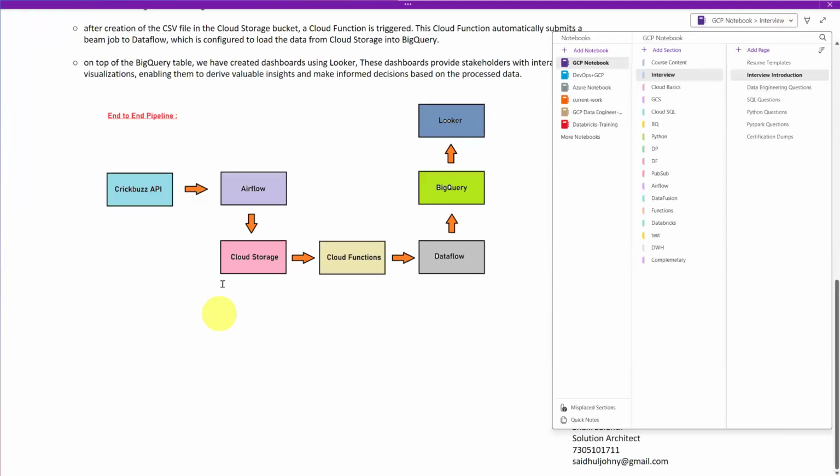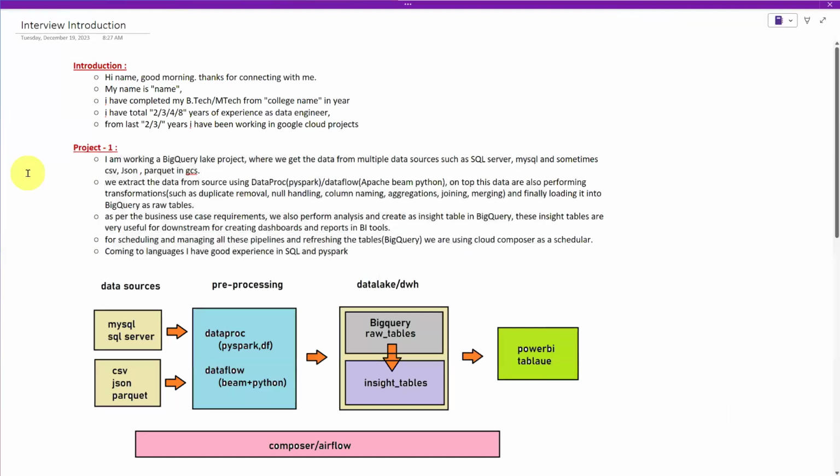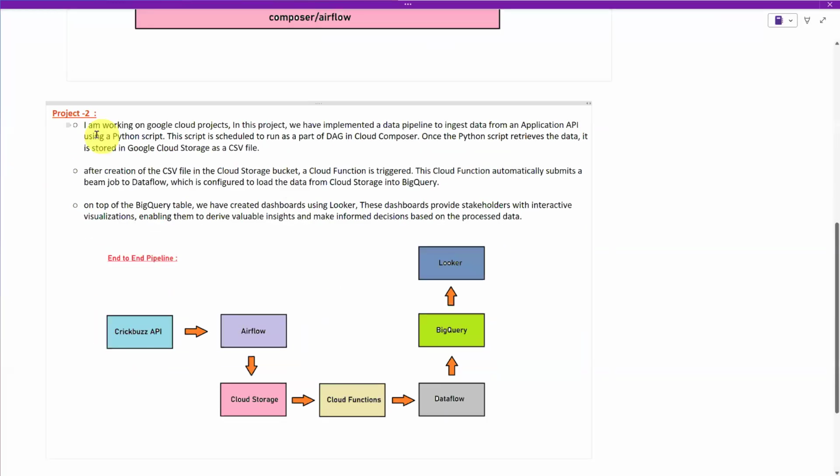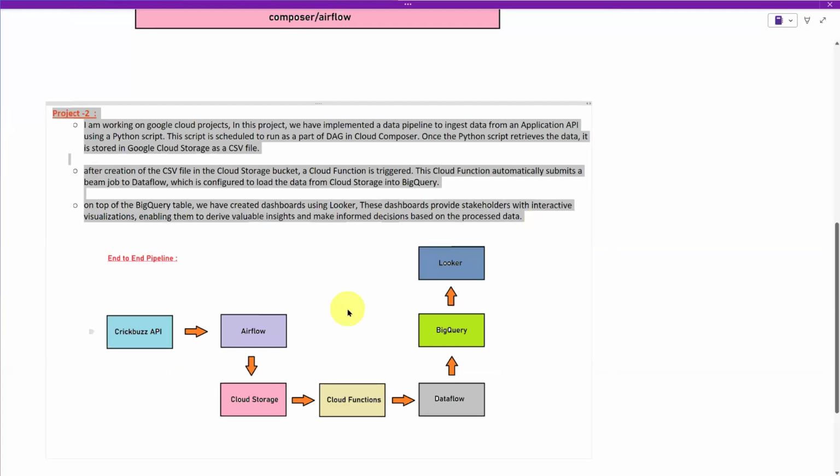"Sir, I do not know how I can explain my project. How to convey the introduction in a better fashion." So for those people who wanted to focus on the interviews and get the job, we have made it even easier for you. So here, introduction, project 1 explanation. How do you explain the project? Project 2 explanation and their architecture also.